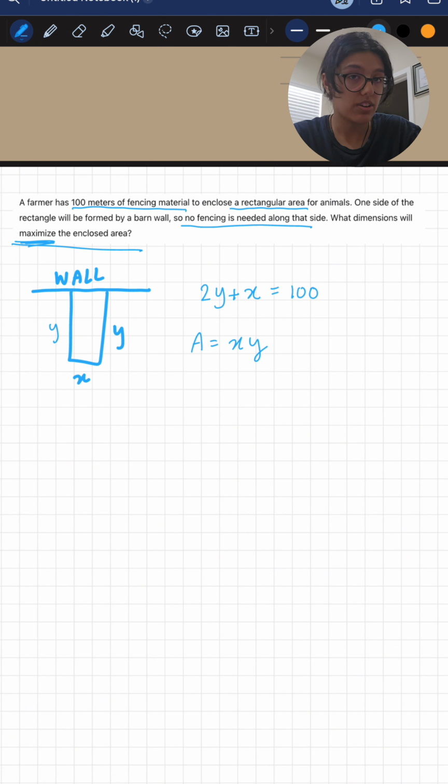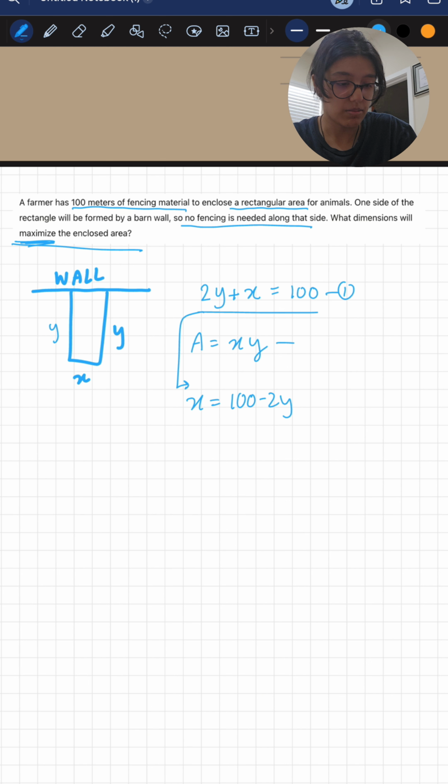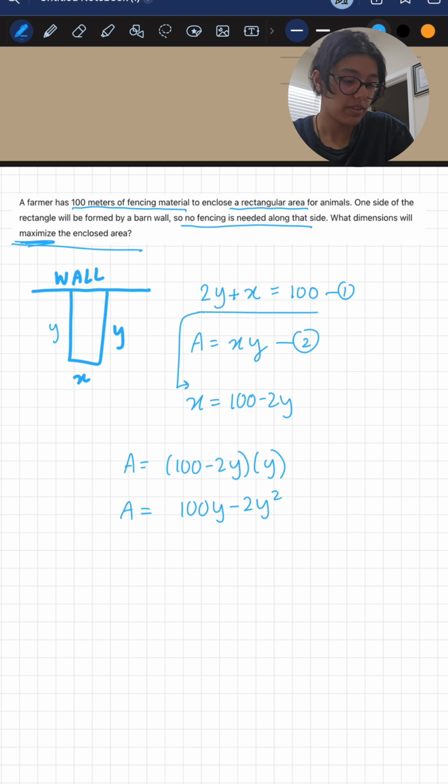So we already have this equation. I'm going to find x from this equation. If I find x from this equation, I get x is equal to 100 minus 2y. Replacing it in equation number 2, I get A is equal to (100 minus 2y) times y. Let's simplify this. We get 100y minus 2y squared. And now we can differentiate it. So we get dA over dy, differentiating with respect to y, we get 100 minus 4y.